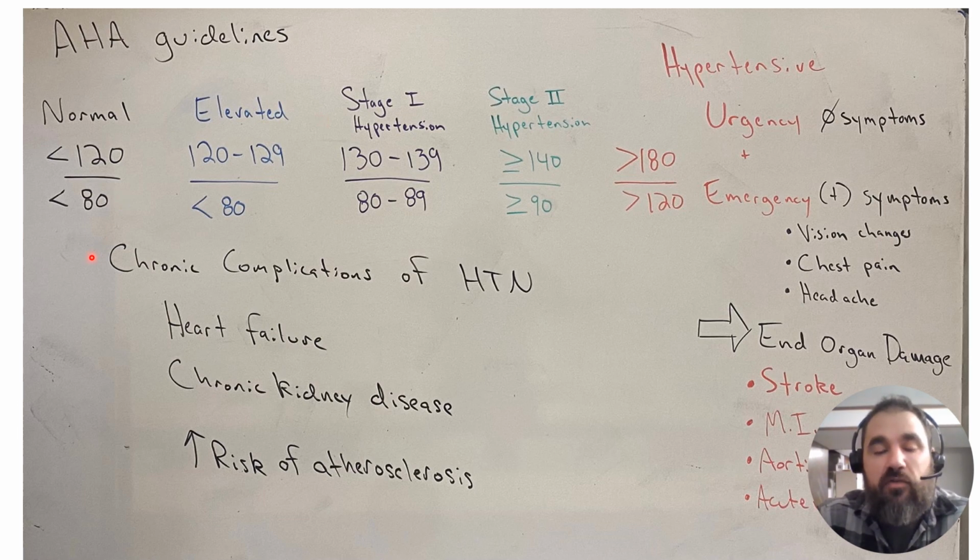So the chronic long-term effects of uncontrolled hypertension: heart failure, because it puts more strain on the ventricles, which you should already understand. You can get left ventricular hypertrophy, and this can lead to heart failure over time. Chronic kidney disease: high blood pressure is awful for the kidneys. We'll talk about how exactly that happens, but it damages the vessels coming to the kidneys from the high pressures.